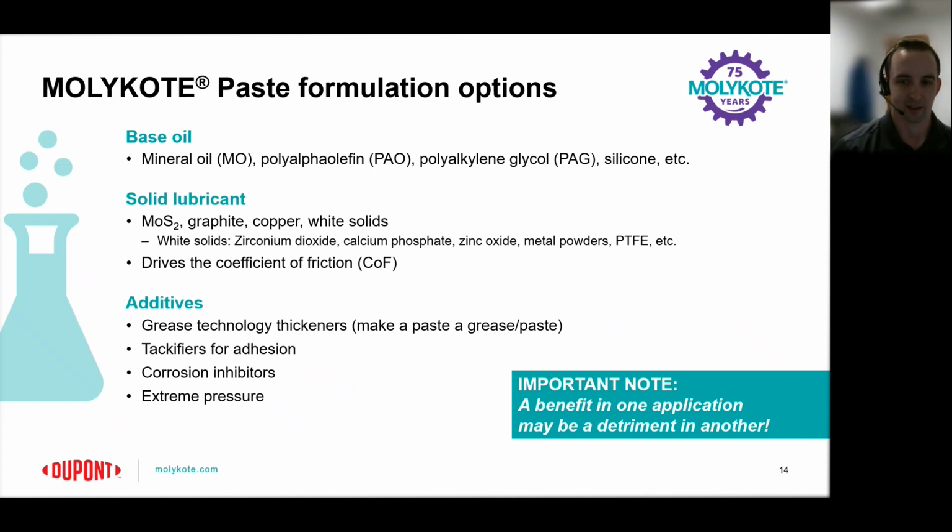If you have something that needs additional corrosion prevention or needs to be really tacky, there are adhesive additives, and then even extreme pressure for those applications that need even higher loads. When formulating a paste, it's obviously not a one size fits all for every application. One application might excel with a certain paste where it might have characteristics that are a detriment in another application. This is why, again, the LETS properties, our load, environment, temperature, and speed, are very important when selecting a paste.